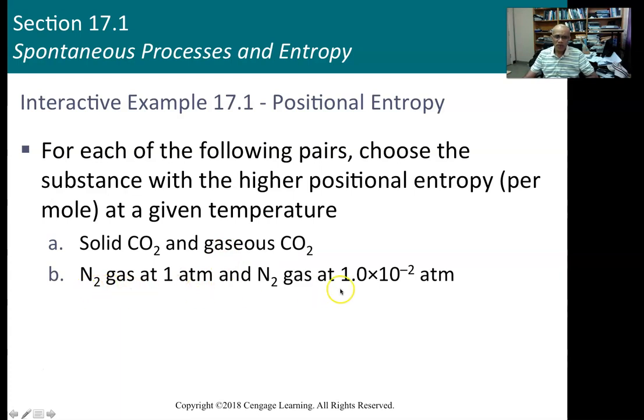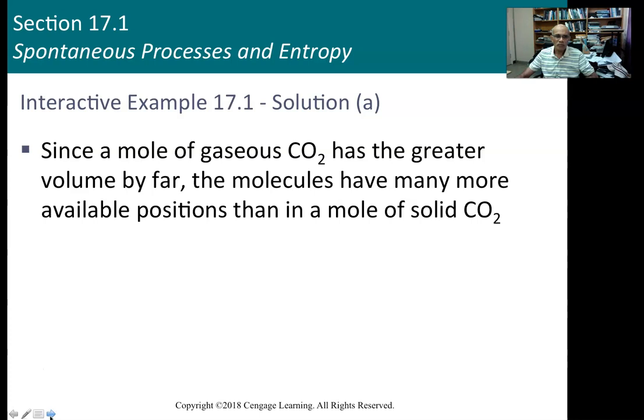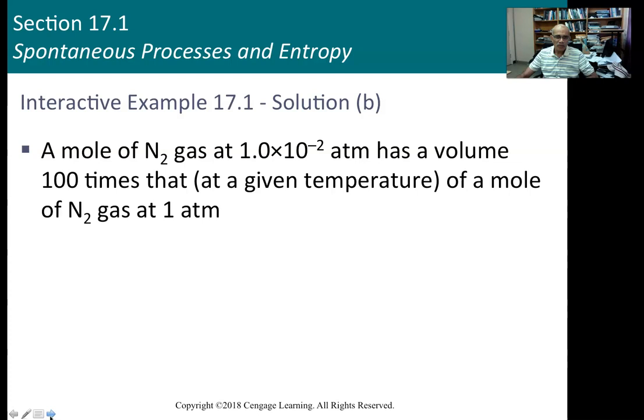What about this one? Nitrogen gas at 1 atmosphere and 1 times 10 to the power minus 2 atmosphere. If you're looking at here, the difference is the pressure. So here the pressure is 1 atmosphere and here it is 0.01 atmosphere. When you're looking at 0.01 atmosphere, you are expecting this to be higher in volume. So if this is high in volume, this is less in volume, because of the increase of pressure. What you would expect is that there is a greater positional entropy or positional probability here compared to that in the 1 atmosphere. Okay, so these are answers that we've already explained.